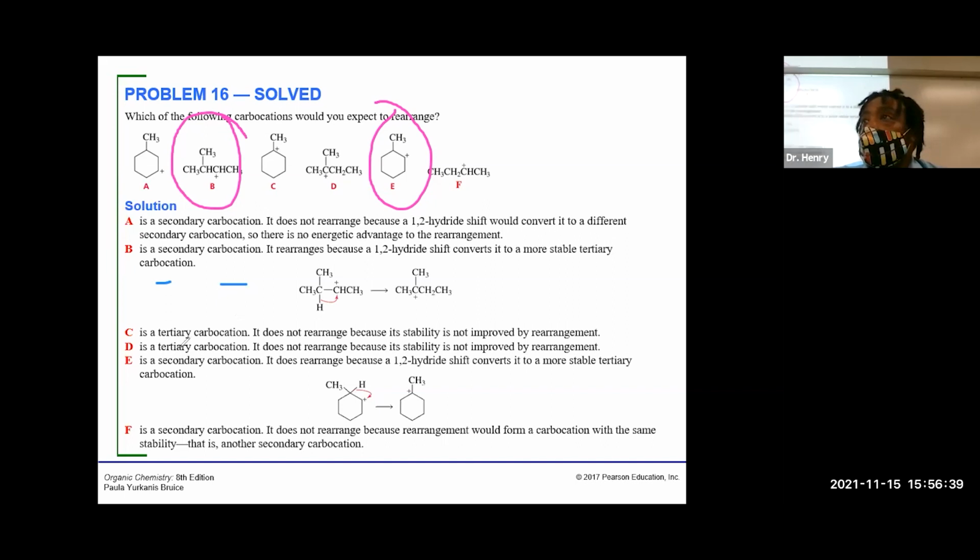Yeah. So the correct answers are B and E. And you're exactly right. It's going to be pulling from here. Does it need it? Like you were suggesting, or actually it's too far away to get it. And then C, it's a tertiary carbon already. Doesn't need to rearrange because it's already stable. D, already stable. And then F, this is a secondary carbon, so it doesn't need to rearrange. Carbocation.